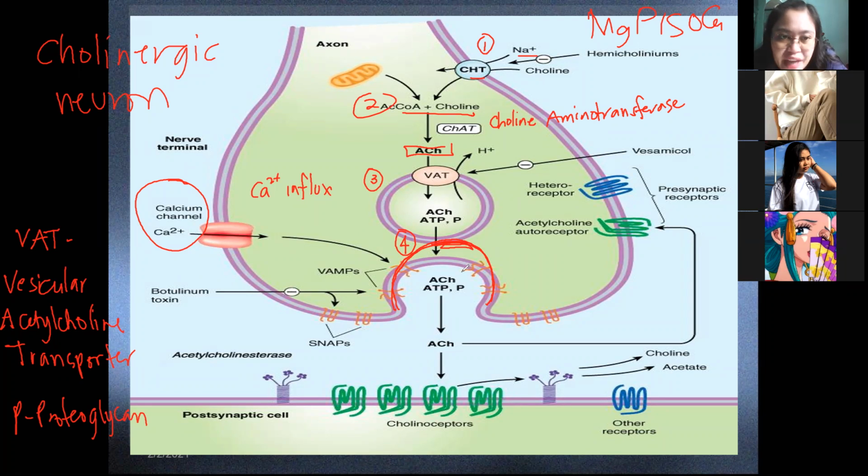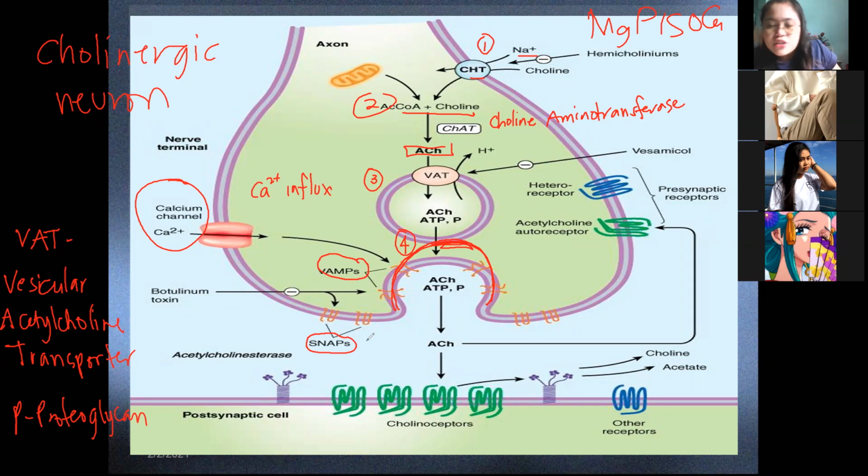Again, after calcium influx, the result will be the fusion of the membrane of the cell and the vesicle. After fusion, they stick together, they connect. After fusion, there will be opening of the gates. Again, after fusion, there will be opening of the gates. There are gates through which acetylcholine comes out, together with the proteoglycan and the ATP. The names of the gates: we have here the two gates, the VAMPs and the SNAPs.